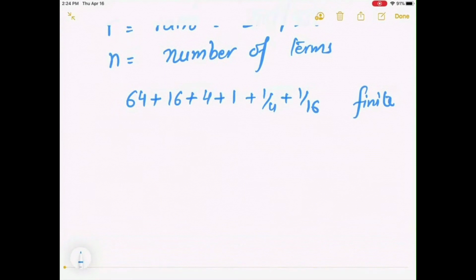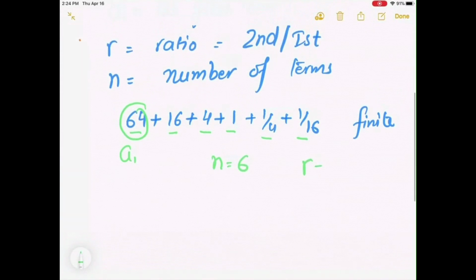So I have to have my first term, which is already there. So let me pick a different color. Let's just label that A1. Then we have to have the number of terms. Since it's a finite series, I'm just going to count. It's 1, 2, 3, 4, 5, 6. So n is 6. The only thing I have left is the ratio. And how do we find the ratio? You just have to take the second term and divide by the first. Just to check, I'll do it with the next two as well. So 4 divided by 16, or you can do it with the next two if you want. So the ratio is 16 divided by 64, it's 1/4.